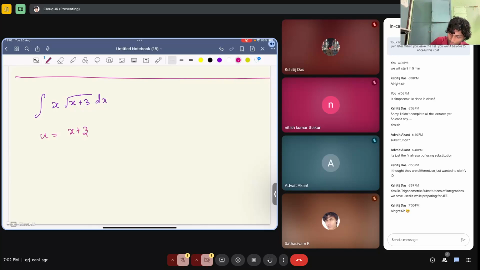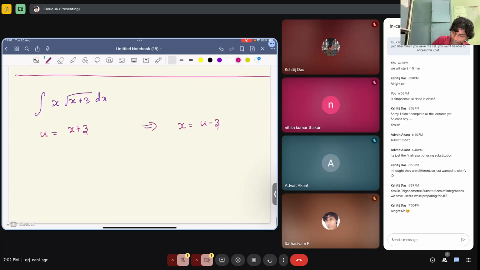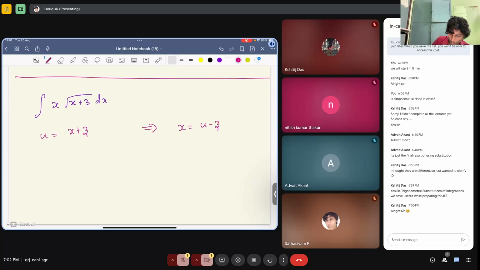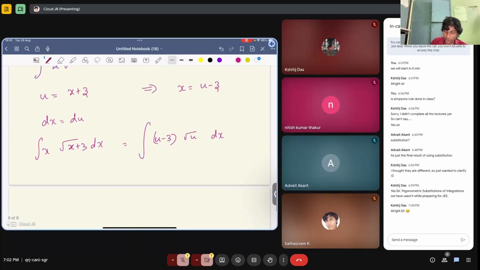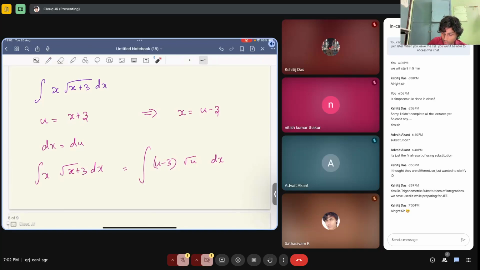So we made the substitution, but this also tells you x is nothing but u minus 3, and of course dx is nothing but du. So let's make the substitution. This x square root of x plus 3 dx is nothing but, making all these substitutions here, u minus 3 times square root of u du.